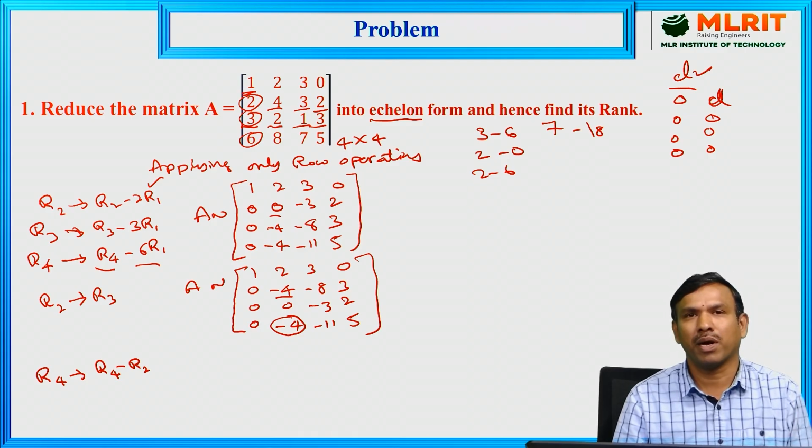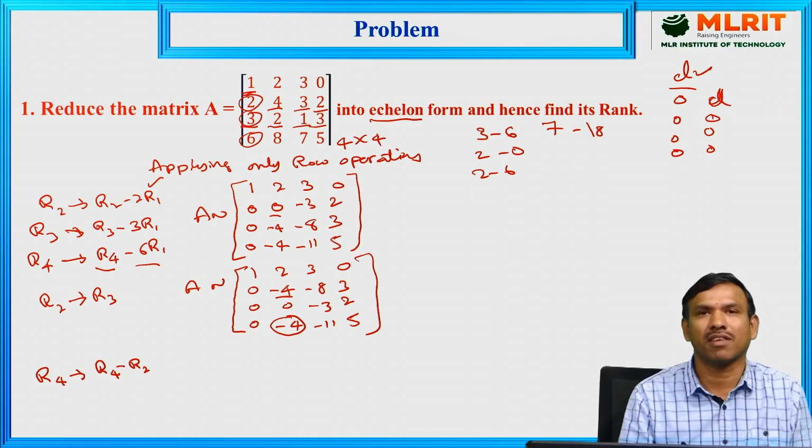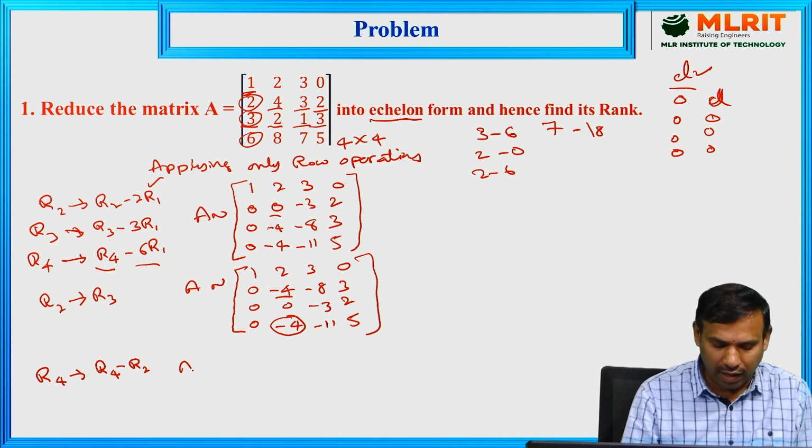Minus 4 plus 4 will become 0. Remember, same elements are there, subtract. If the same signs are there, subtract. If opposite signs are there, I add it. Minus 4 plus 4, 0, like that. So it is minus 4, it is minus 4, so you can subtract.